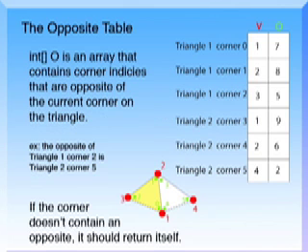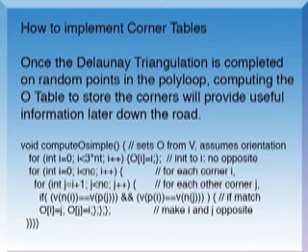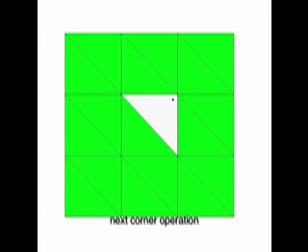The opposite array contains the corners that are opposite of the current corner. For example, the corner 2 has an opposite at corner 5. If the corner doesn't contain an opposite, it should return itself. To create a mesh from our polyloop, random points will be sprayed into the inside of our polyloop. The Delaunay triangles will then be calculated to fill the geometry and vertex arrays. Once this is done, the opposite table can be tabulated. An example function that does this is shown here. Here are some examples of traversing through a mesh using corner operations.